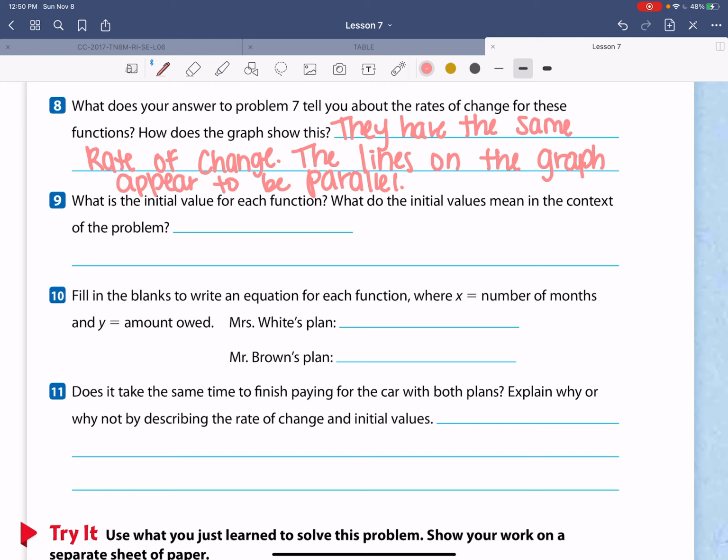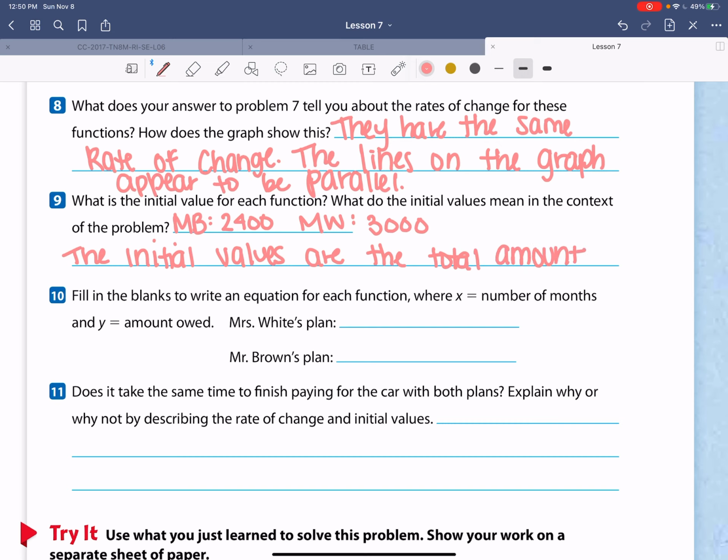All right, number 9, what is the initial value for each function, and what do the initial values mean in the context of the problem? So for each function, for Mr. Brown's, I'll call this one MB, his was 2,400, and for Mrs. White, hers was 3,000. These were the initial values. The initial values are the total amounts each person paid for the car.